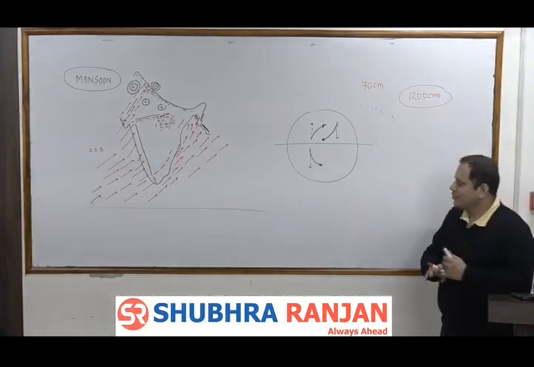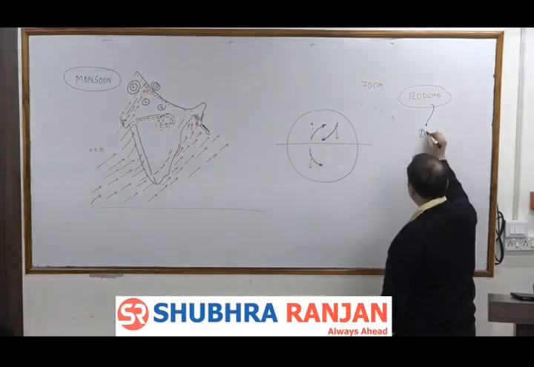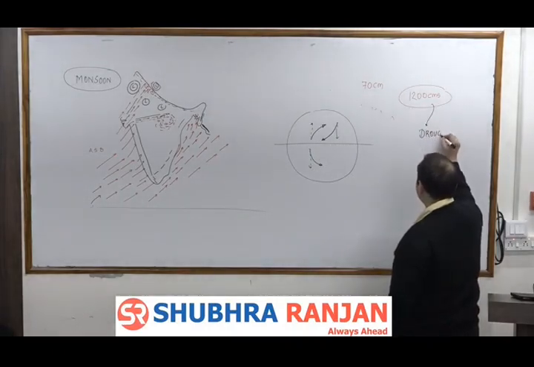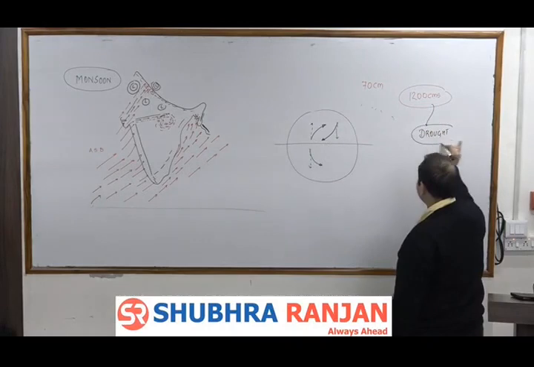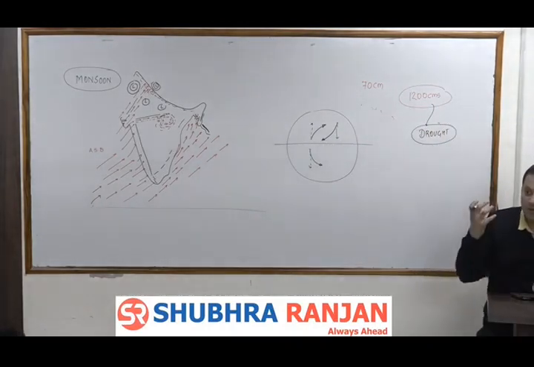So 1200 centimeters, but unfortunately every year this area faces drought. What does it show? It shows that we do not conserve water.